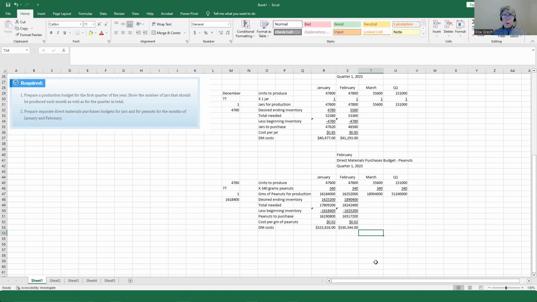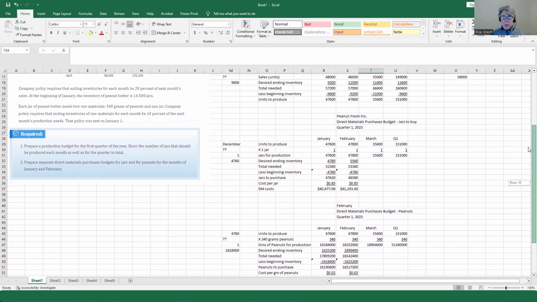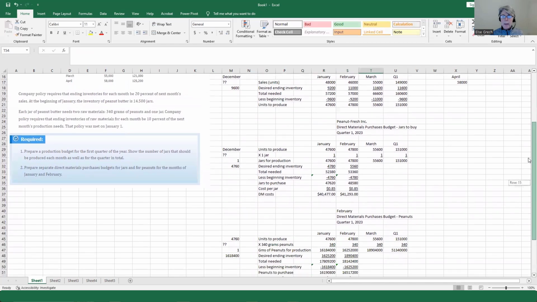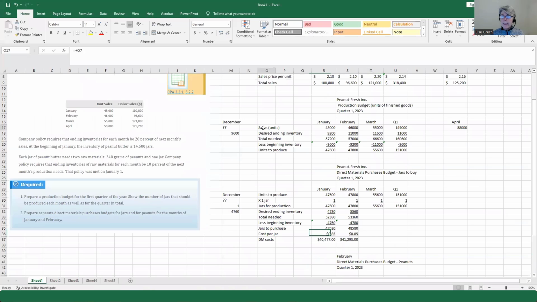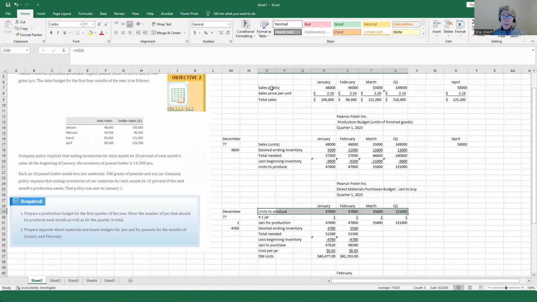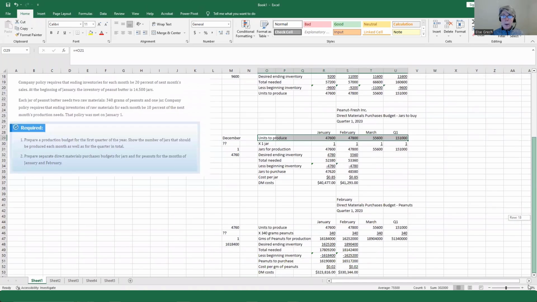So notice how familiar this is. Literally, when I am doing the production budget and the direct material budget, I'm doing one thing different. I'm starting off with sales units for production. Here I do units to produce. So here I take it from this budget and carry it down here. I've then got to multiply it by the number of units. In this case, it was 1 jar, then it was 340 grams of peanuts. So this is telling me the grams of peanuts, and this is telling me the number of jars.